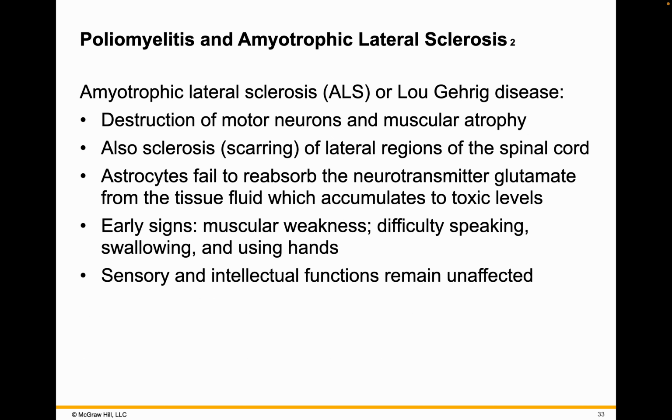ALS, commonly referred to as Lou Gehrig's disease, results from the destruction of motor neurons and then muscular atrophy. Also sclerosing, or scarring, of the lateral regions of the spinal cord. Astrocytes fail to reabsorb the neurotransmitter glutamate from the tissue fluid, which accumulates to toxic levels. Early signs of ALS include muscular weakness, difficulty speaking, swallowing, and using hands. Sensory and intellectual functions remain unaffected.